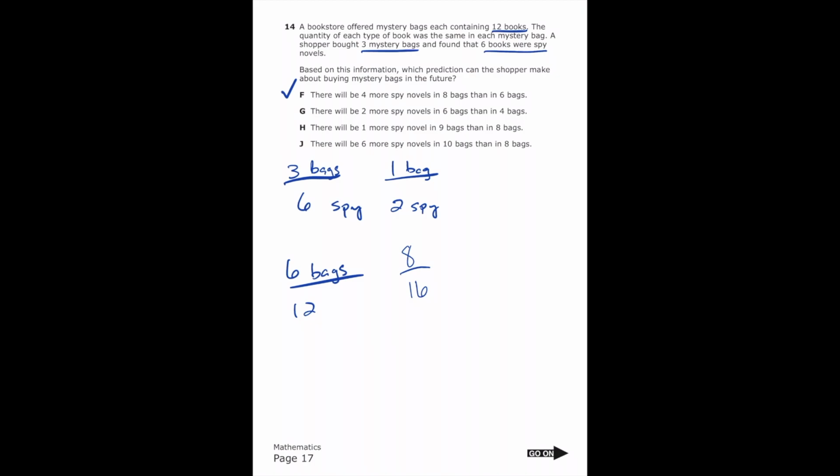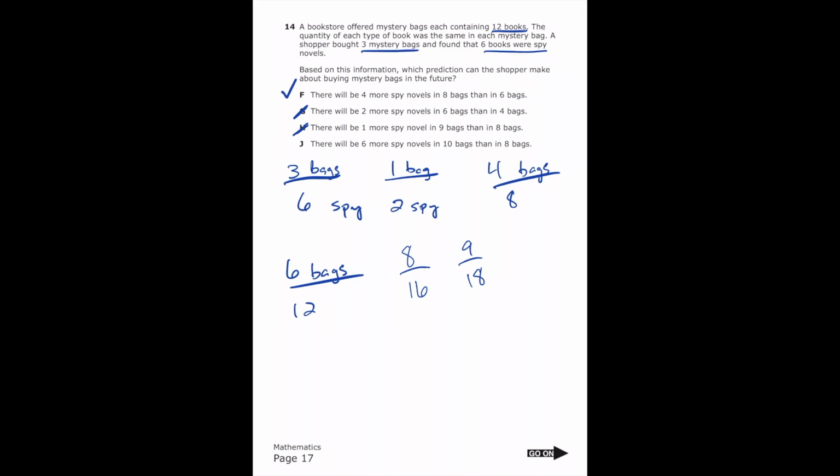So G says there will be 2 more spy novels in 6 bags than in 4 bags. So in 4 bags, we're going to have 8 spy novels, right? And that is a difference of, we have 12 and 8, so that'd be a difference of 4, so that is not true. Letter H says there will be 1 more spy novel in 9 bags than in 8 bags. So in 8, we have 16. In 9, we would have 18. That's actually 2 more. So letter H is not true.